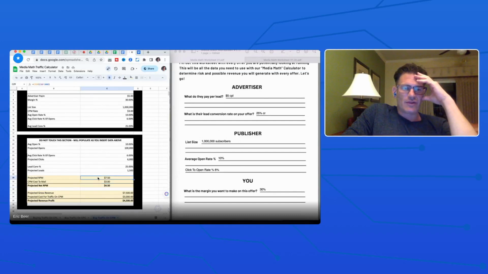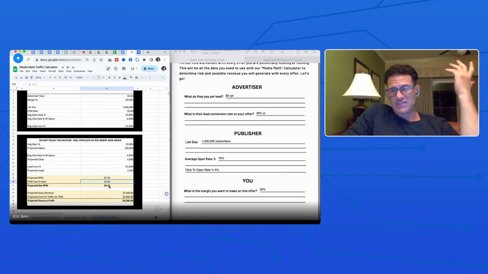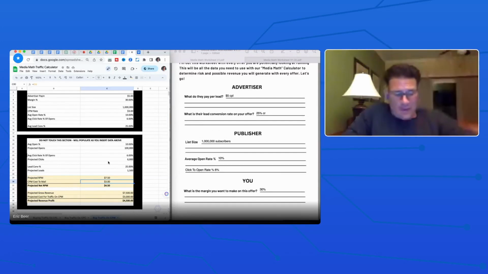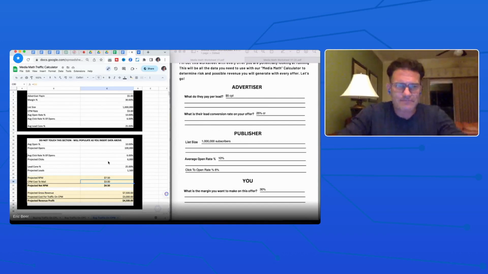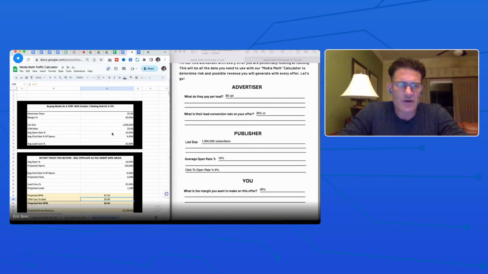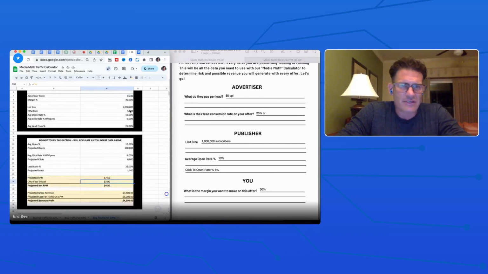So now over here, this is projecting the revenue per thousand. So this is $7.50 versus $3. So we end up making $4.50. So it seems like it could be a good bet, right? Looks like it could potentially work, which is exciting. So, you never know. You could play around with this here, right? All these things are variables.